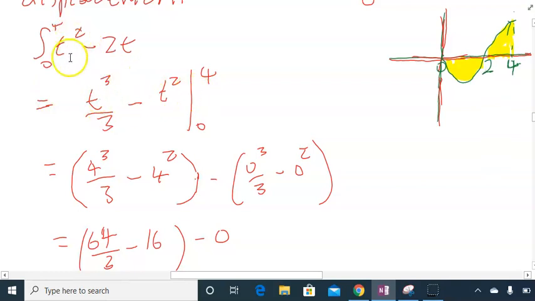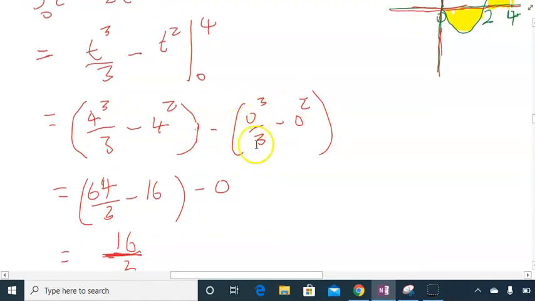Using our power rule right here, the integral from 0 to 4 of t squared minus 2t becomes t cubed over 3 minus t squared, between 0 and 4. Okay, so then we plug in our 4 first and then plug in 0 afterwards. So that's going to be 4 cubed over 3 minus 4 squared, minus 0 cubed over 3 minus 0 squared. Obviously, the second part here becomes 0.